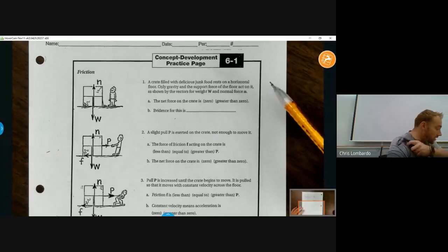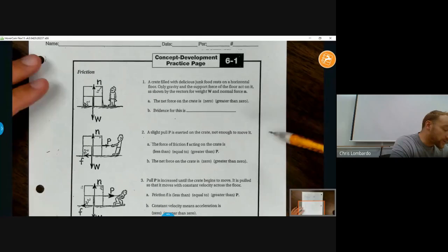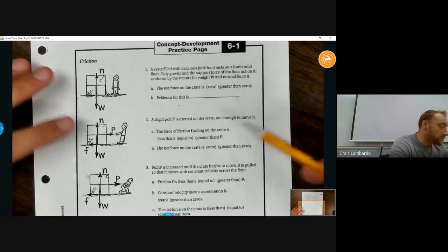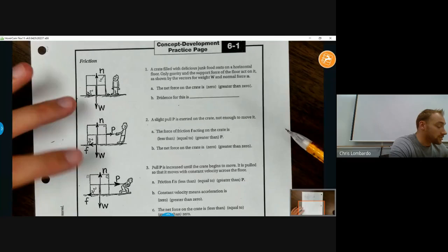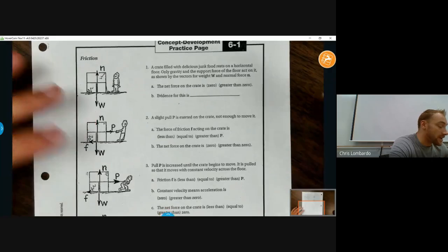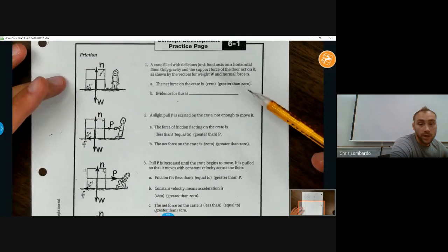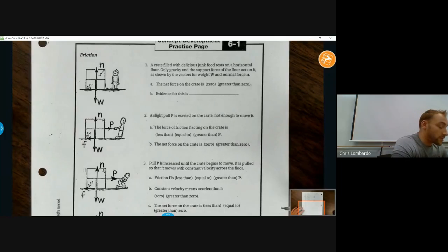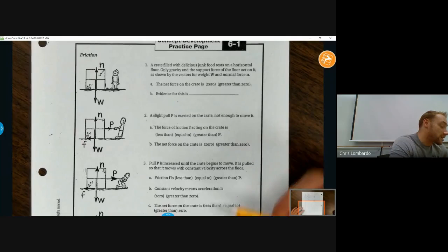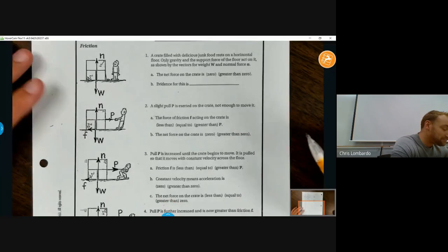Number 2, you have a pull force exerted on the crate. It's not enough to move it, which means if it's not moving, things need to balance out, right? So the normal force and the weight are already balanced out, like we look at number 1. So what does that mean about pull force and friction force? They're going to have to wind up balancing out. That means they would have to be equal to each other.